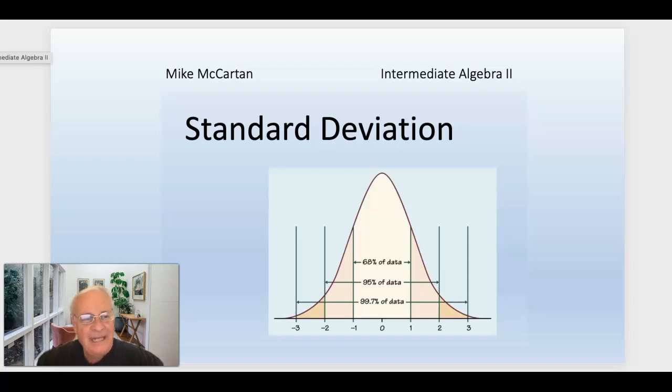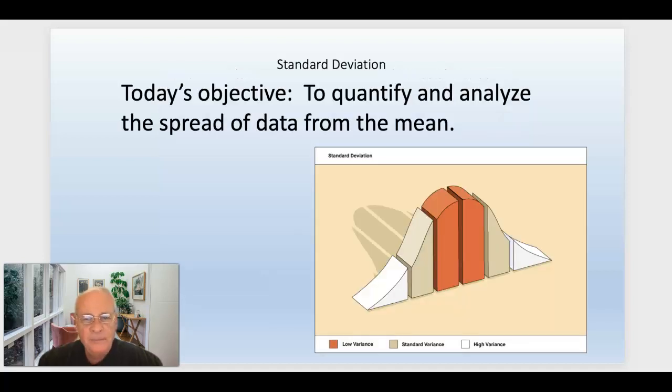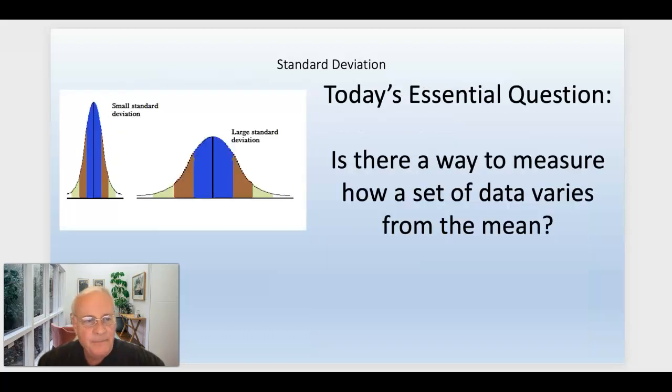Today we're going to start standard deviation. It's an important concept. We've talked a little bit about it already, but we're going to go into it a little further. Today's objective: we're going to quantify and analyze the spread of data from the mean. Remember, we were looking closer at the median, where we used the IQR, which measured spread around the median. Well, now we're going to measure spread from the mean.